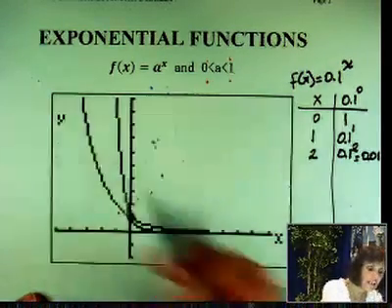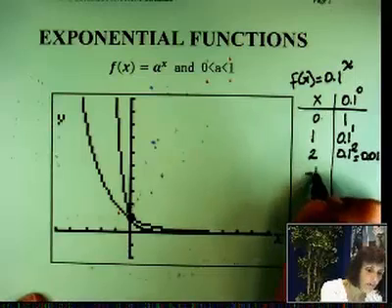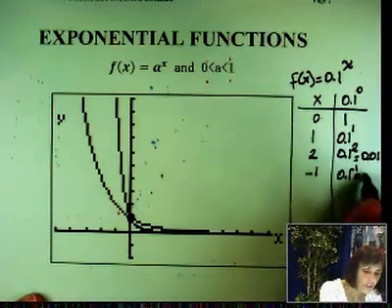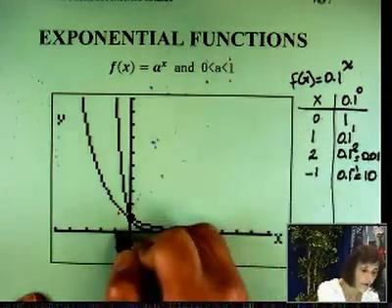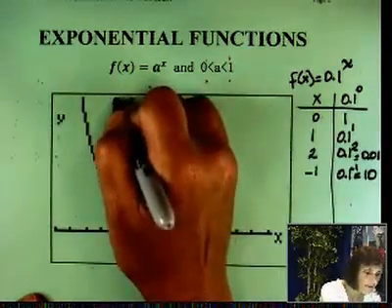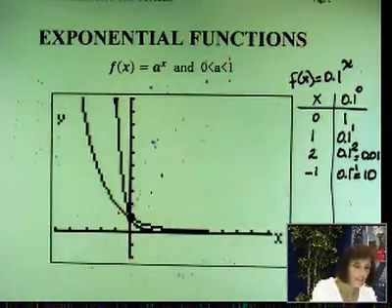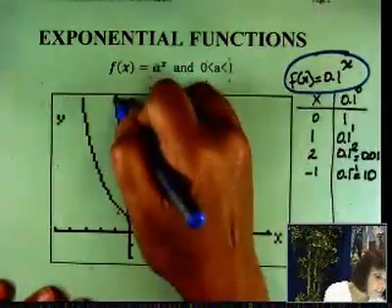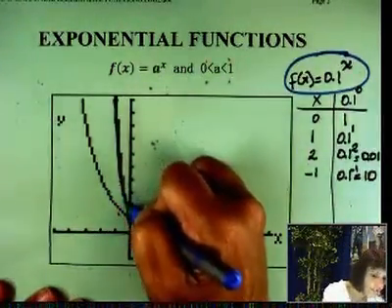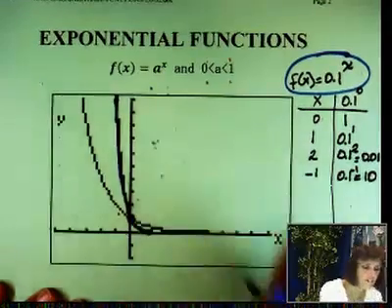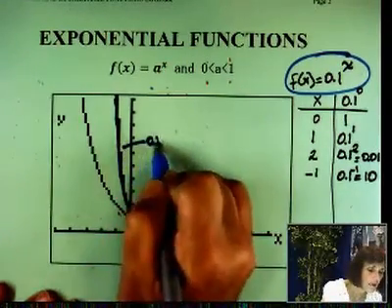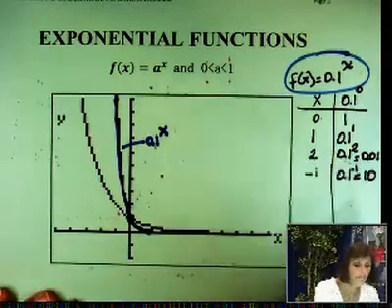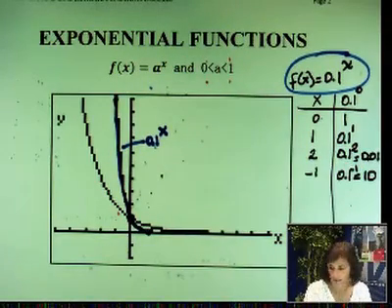Let's look on the negative side. Let's say -1. That's going to be 0.1 to the -1, which is 10. Oh, look at that. At -1, it is going to be 10. Very, very big. So if I have 0.1 to the x, it's going to look like that. It's going to be pretty steep on the negative side, but it's going to be very close to the x-axis on the positive side.